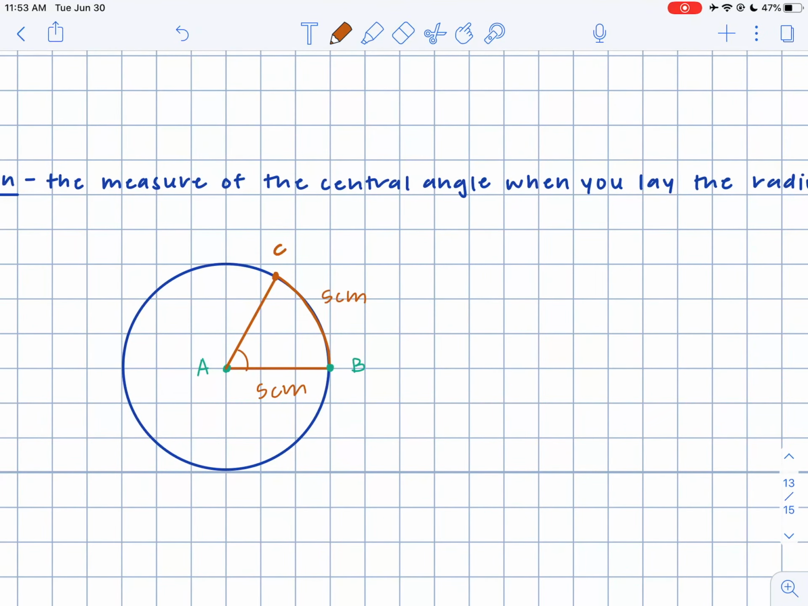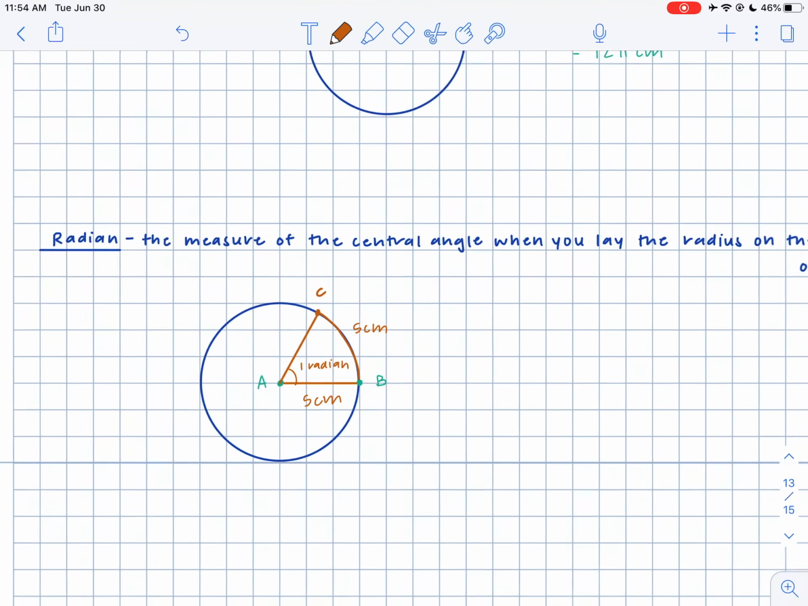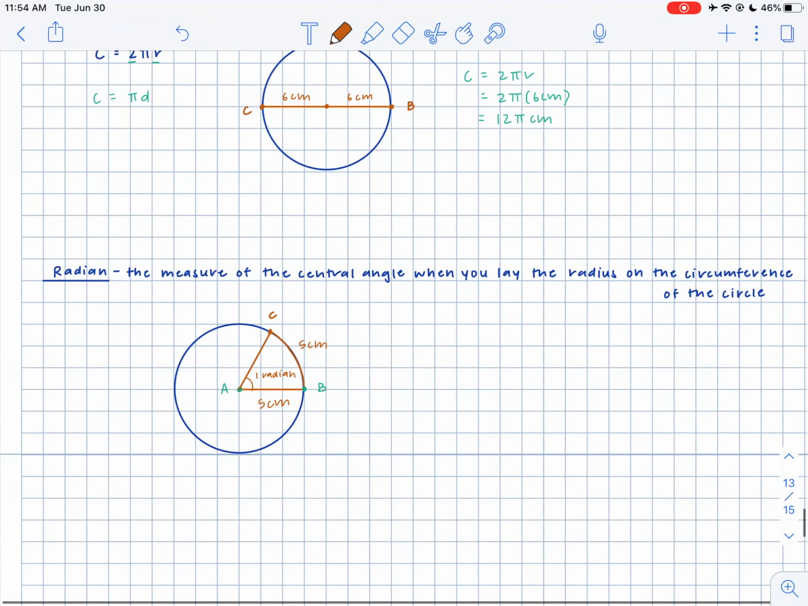and this will form an angle, right? Because we have segment AC meeting with segment AB, and because they are connected, they form an angle. That angle is actually 1 radian. Don't get radian confused with radius, but it's not a coincidence that they are very similar, because you're taking the radius length and laying it on the circle. I should zoom out, sorry, so you can see the definition.